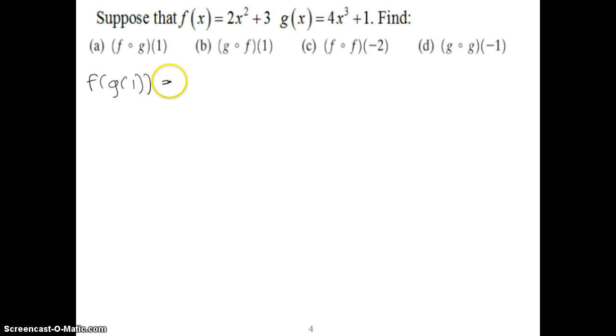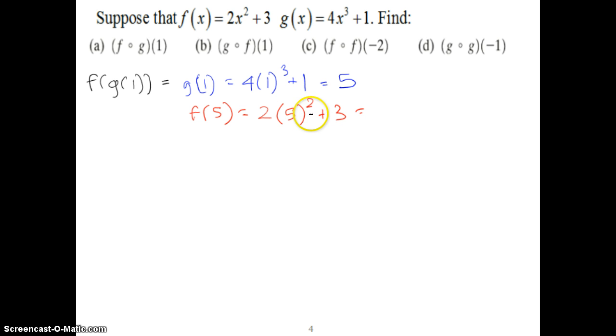If you're looking for f of g of 1, first we want to find g of 1. Okay? So we're going to find g of 1. G of 1 is 4 times 1 cubed plus 1, which is going to be 5. Once you find g of 1, now you're going to plug 5 into f. So we're going to say f of 5. F of 5 is going to be 2 times 5 squared plus 3. So that's going to be 2 times 25 plus 3, which is going to be what? 53. So f of g of 1 is going to be 53.